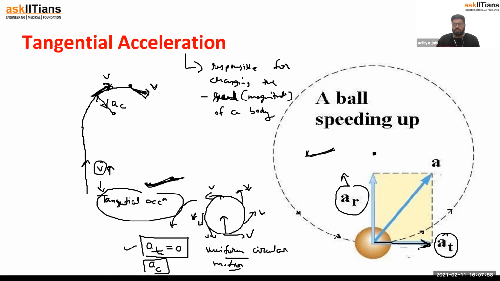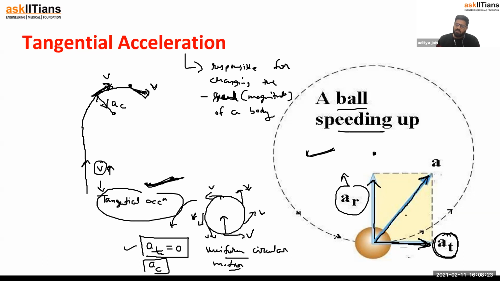Now this was the case of uniform circular motion. Now the ball is speeding up. Then what will happen? This is the direction of velocity. This is the direction of increase in velocity, because the body is continuously speeding up. So this is the direction of tangential acceleration, in the direction of increase in velocity and tangential to the circular path, and centripetal is towards the center. So the resultant acceleration will be like this.